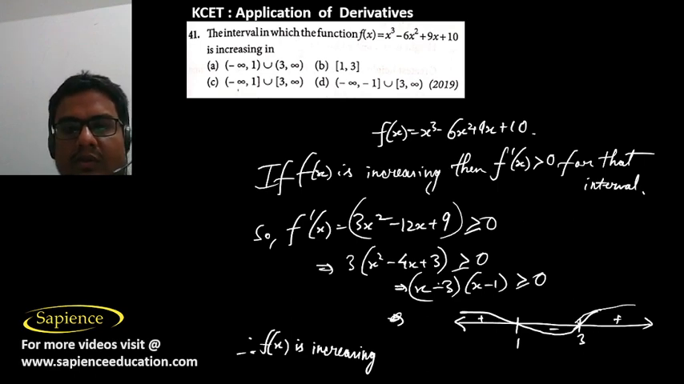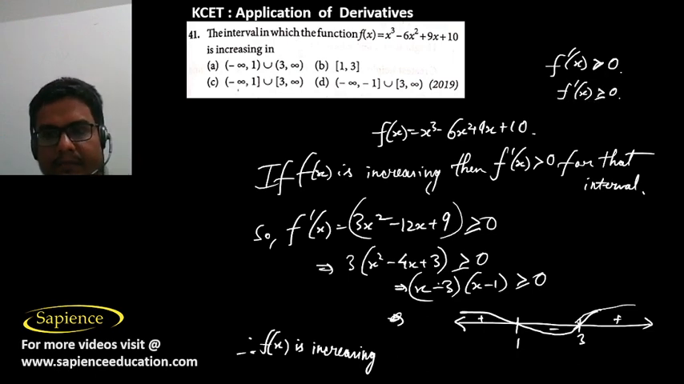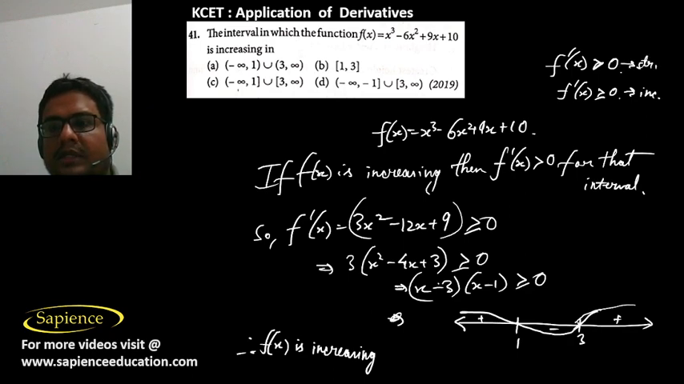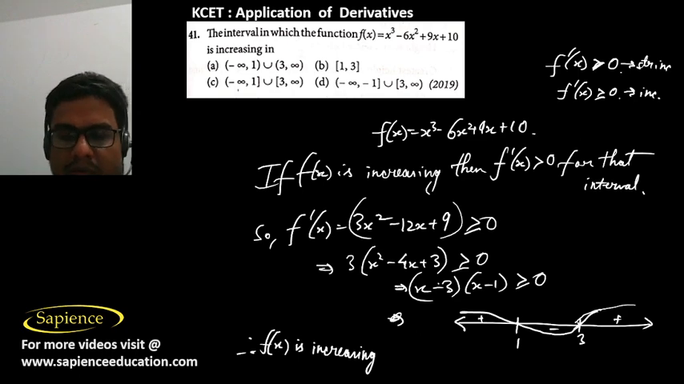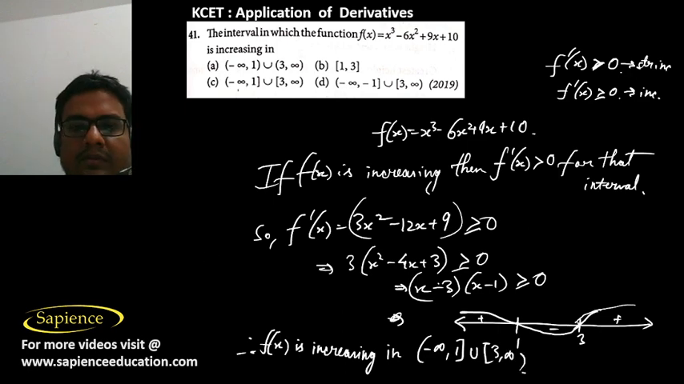Since here it is not told that it is strictly increasing. For strictly increasing, f dash x should be greater than 0. But if only increasing has been told, then f dash x should be greater than or equal to 0. And if it is strictly increasing, then we should write f dash x only greater than 0. So f of x is increasing in the interval minus infinity to 1 union 3 to infinity. C is the correct answer.